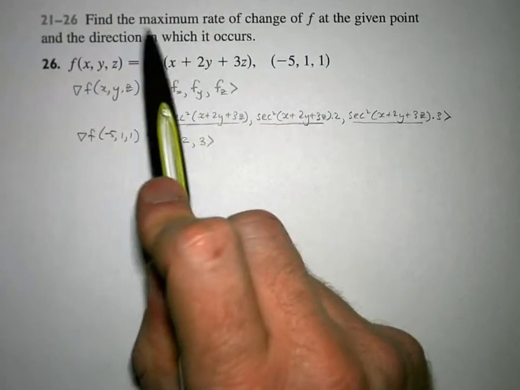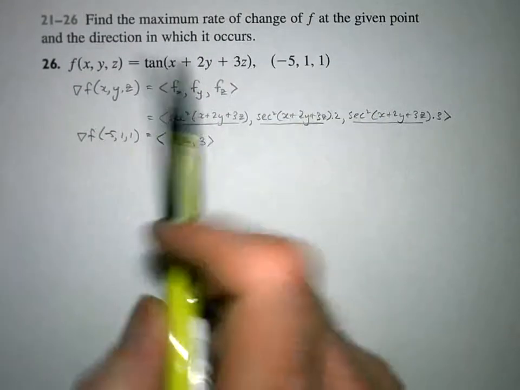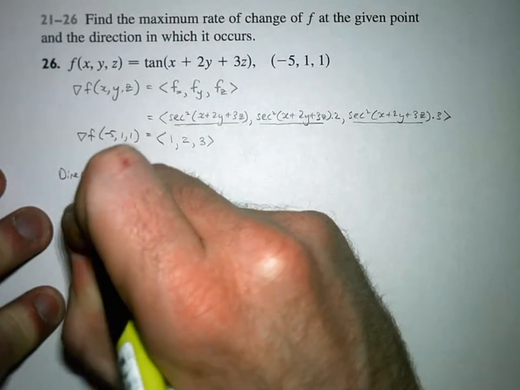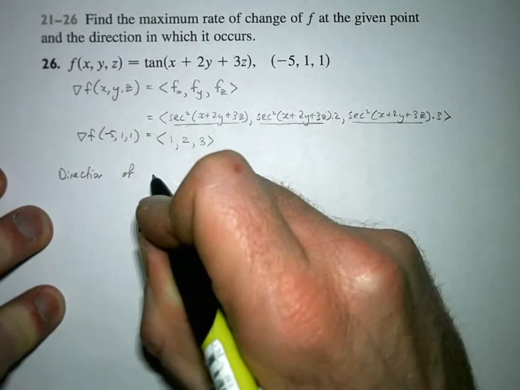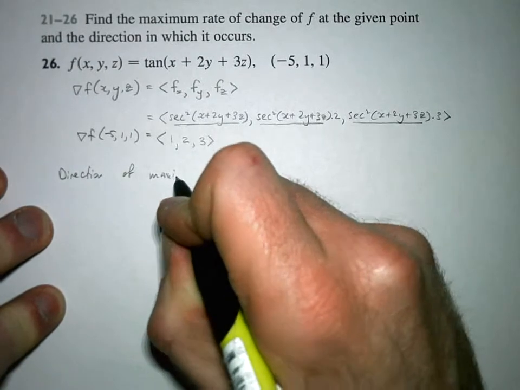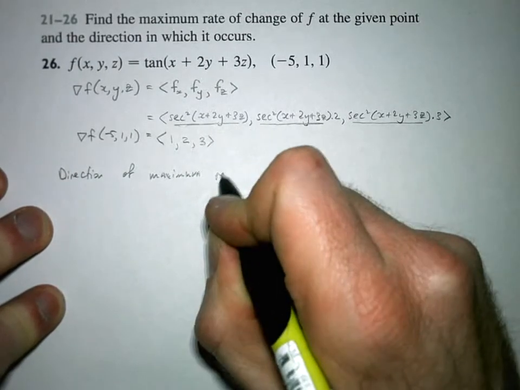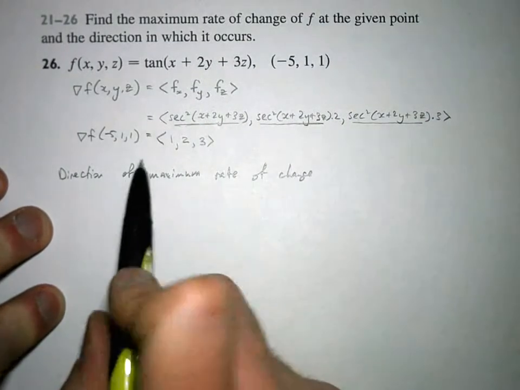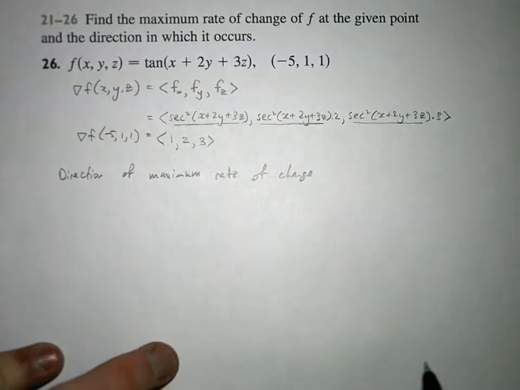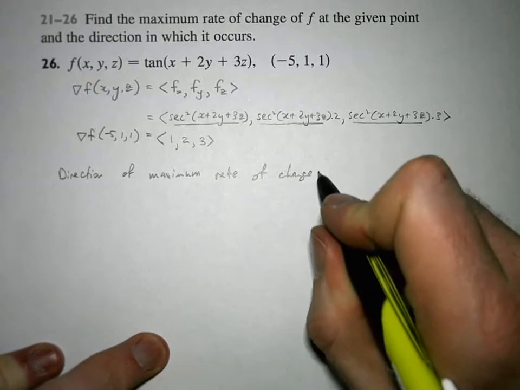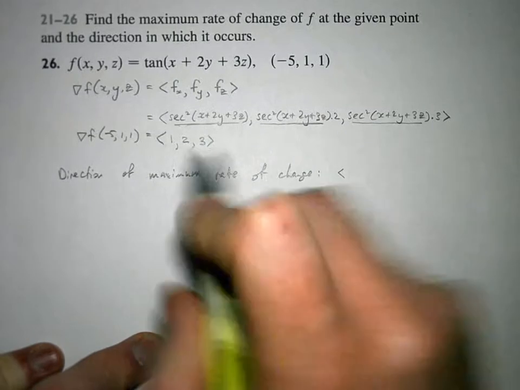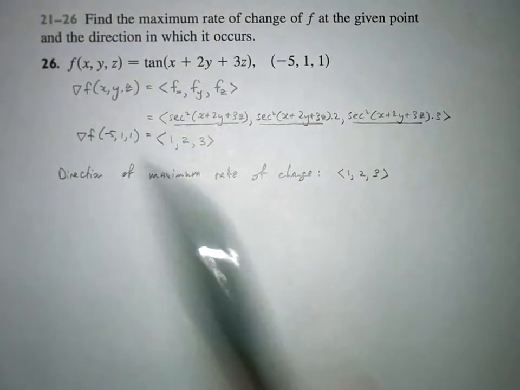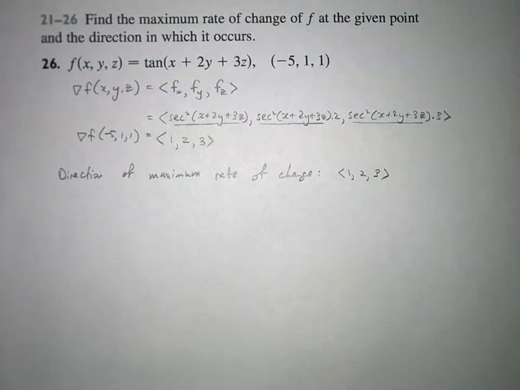Now, what did the question want? Well, it wanted the maximum rate of change of f at the given point and the direction in which it occurs. Well, we've got this theorem that says the direction of maximum rate of change at any point is simply the gradient vector at that point. So the direction of maximum rate of change is going to be the direction (1, 2, 3). It's equal to the gradient vector.